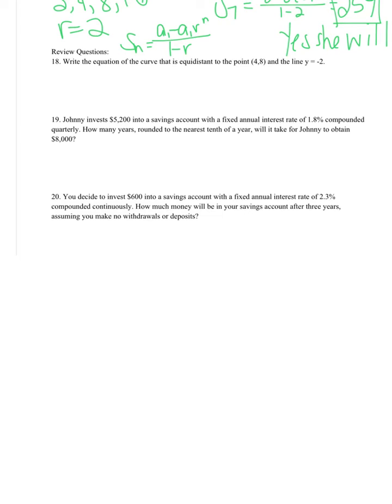So write the equation of the curve that's equidistant to the point and the line. This is your equation for a parabola. So this is (x minus h) squared equals 4p times (y minus k). This is not the vertex. That is the focus. This is the directrix. So draw it out.